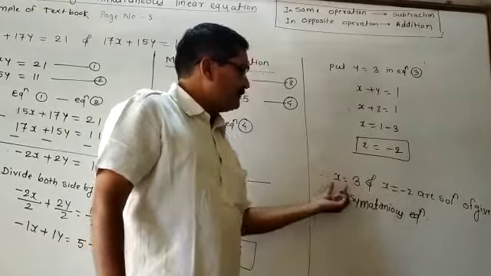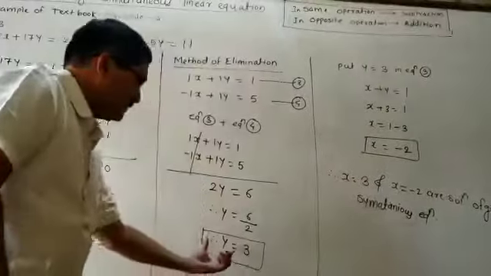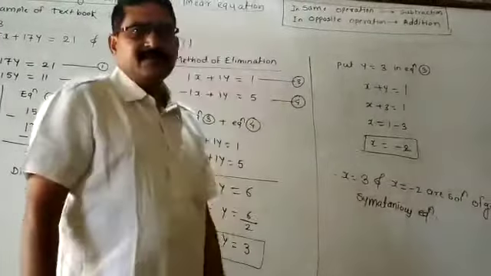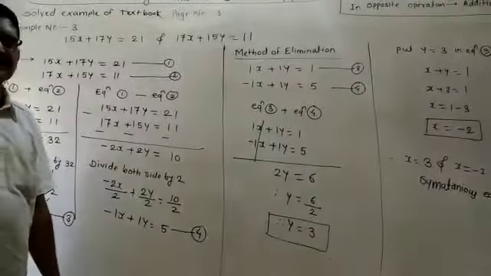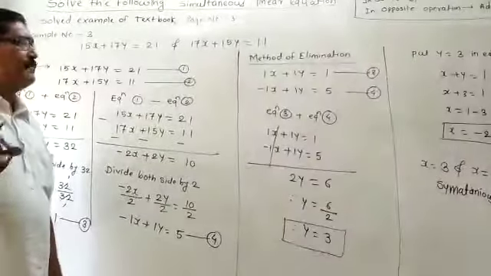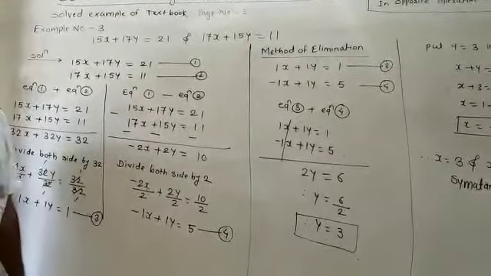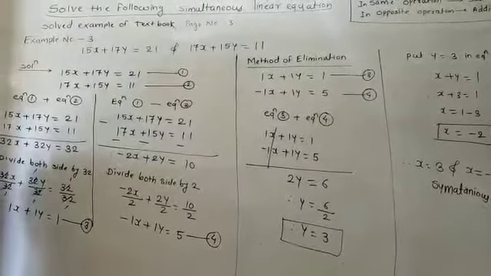Therefore, y is equal to 3 and x is equal to minus 2 are the solutions of the given equations. In this way you have to solve this type of example. This is a different example. In the exam, if they ask this type of example, you have to solve it in the same manner. Everybody understand? So write this example.